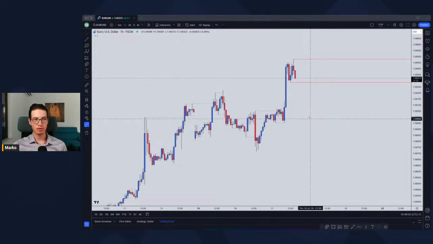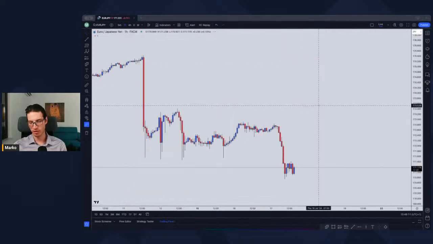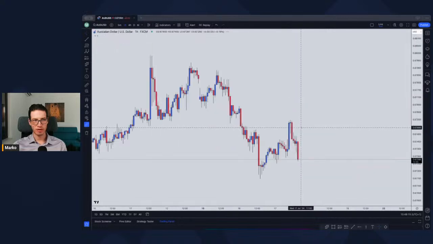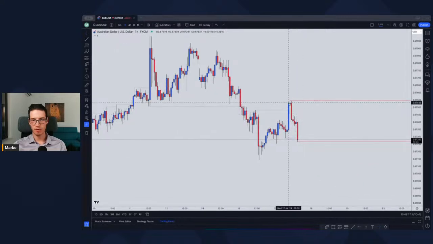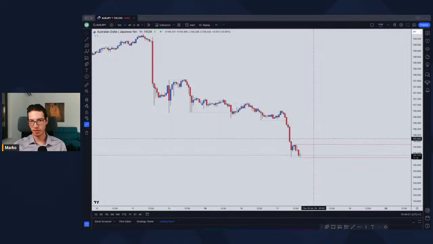But I'm just going to do a quick run through all of the pairs. Euro US dollar, large selling pressure, broke the high, retraced, not on the watch list. EJ looking flat and range bound, not on the watch list. Aussie US dollar broke the high, retraced, looking range bound. AJ has some potential overall. Descending impulse down. Let's see if the momentum can continue down.